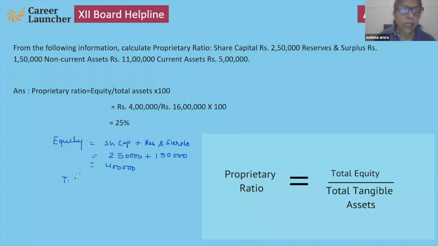Now total asset. You know the formula of total asset? Yes, NCA plus CA. Non-current asset 11 lakh. Current asset 5 lakh. It means total asset will be 16 lakh. Use that formula, E upon TA into 100. Proprietary ratio is in percentage. E upon total asset into 100.